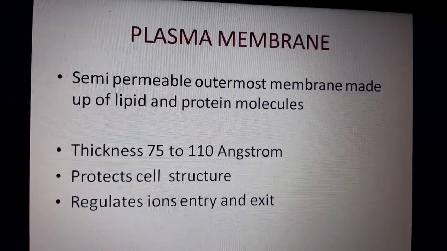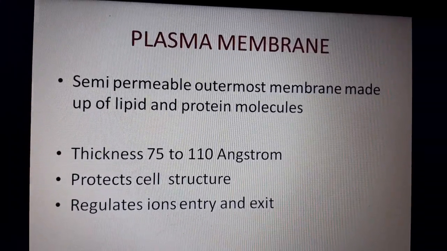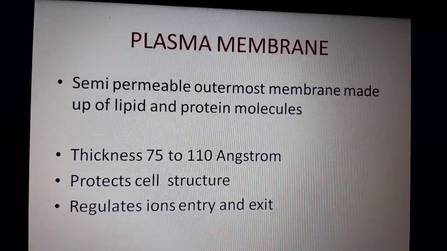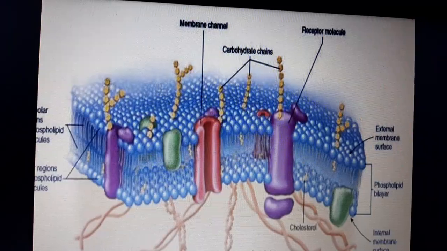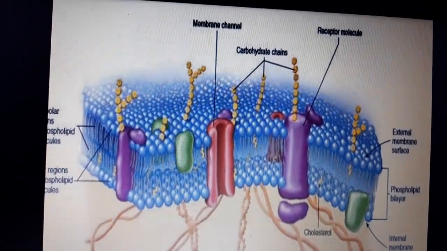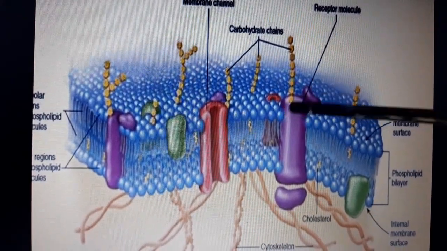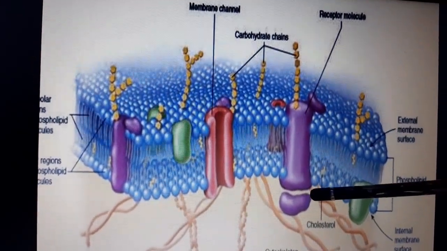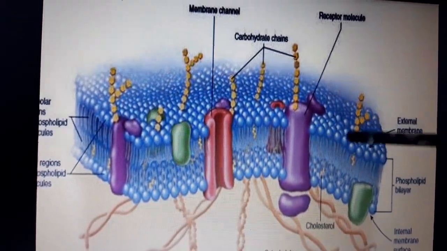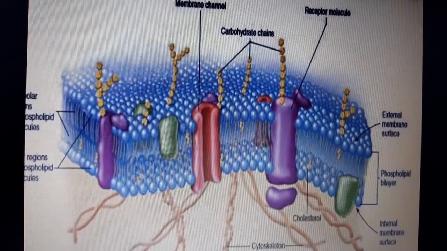They are allowed to enter the cell or exit from the cell according to the selective action of this plasma membrane, that is the outermost membrane inside which all the other parts are secured. This phospholipid layer has such a structure in which in between there are certain carbohydrate chains. These carbohydrate chains are also linked with the receptor molecules through which the entire cell can communicate with the outside environment, that is the inside of the body, with various organs and with various other cells.